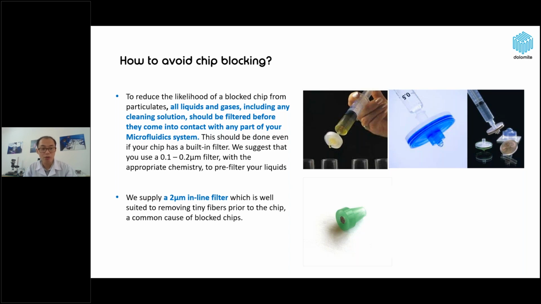Also, we supply a 2 micrometer inline filter, which you can see here. You can integrate it with the tubing in your sample vials or sample containers before going to the system. It is well suited to remove any tiny fibers prior to the chip, which commonly cause chip blockage.